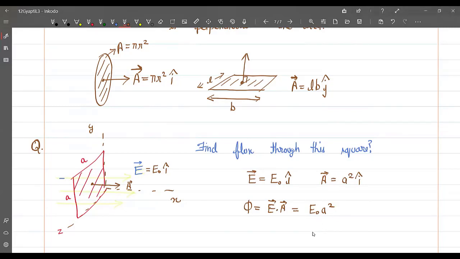Sir, is it important to write I cap? If you write it, then your answer is complete. Here we are solving from the basics, so I'm writing it to explain basically. But in the exam, it's better if you write it. If it's a 2-mark question, then better write it.